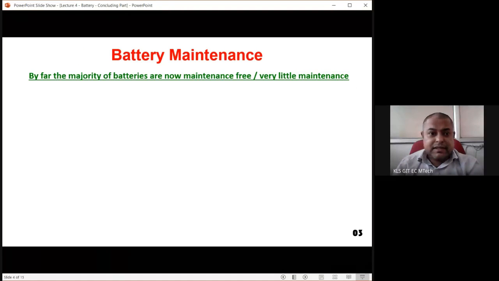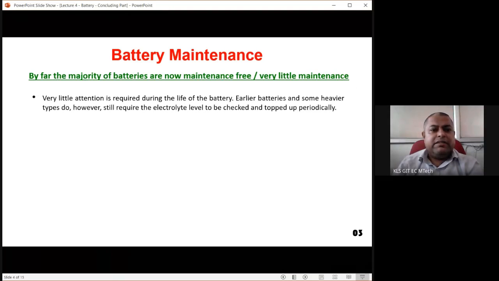Battery maintenance is not in your syllabus, but I will tell you; it is only a one slide material. By far, the majority of batteries are now maintenance free. Previously, in the batteries they designed, we had to put some distilled water from time to time. But nowadays, the batteries they design are maintenance free or require very little maintenance. That's why we cannot repair present day batteries. Once it goes bad, we have to purchase a new one.